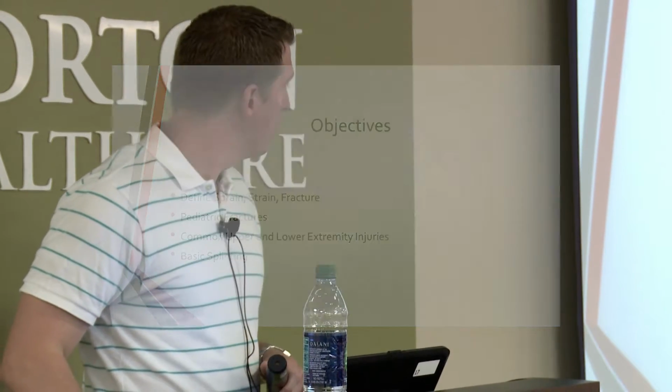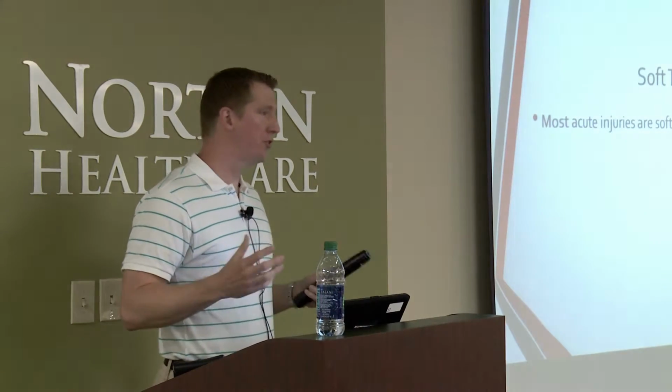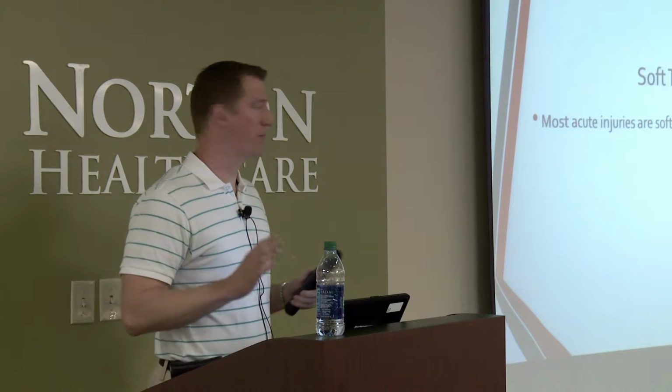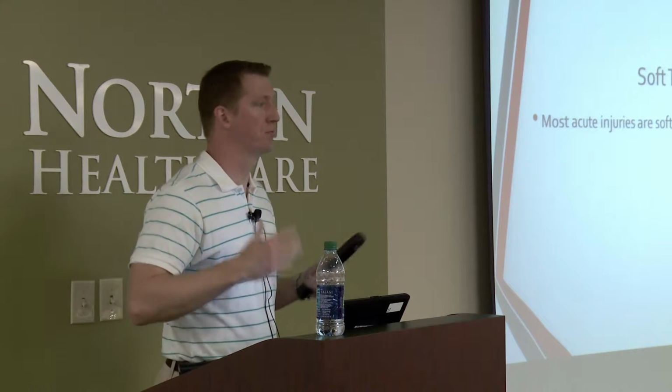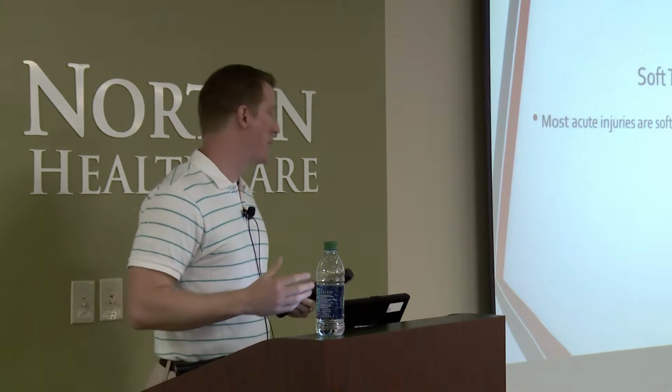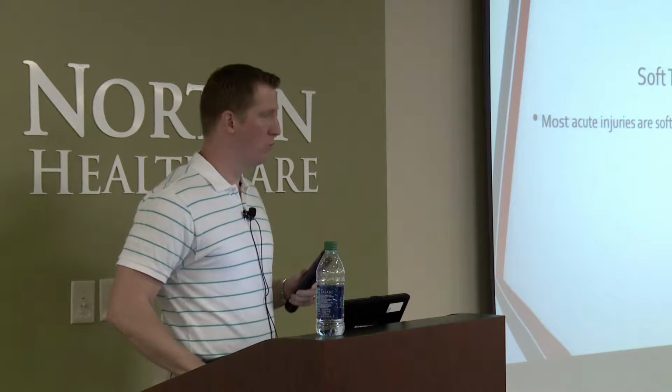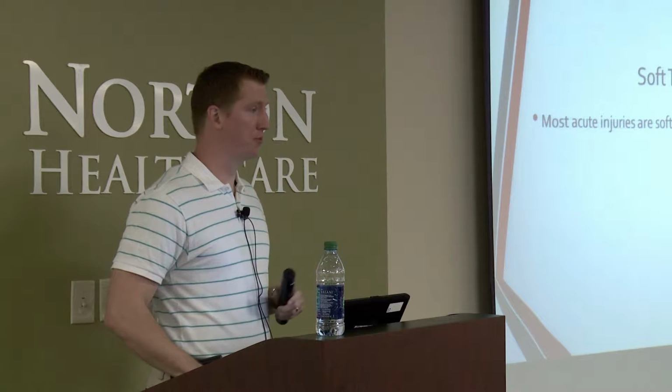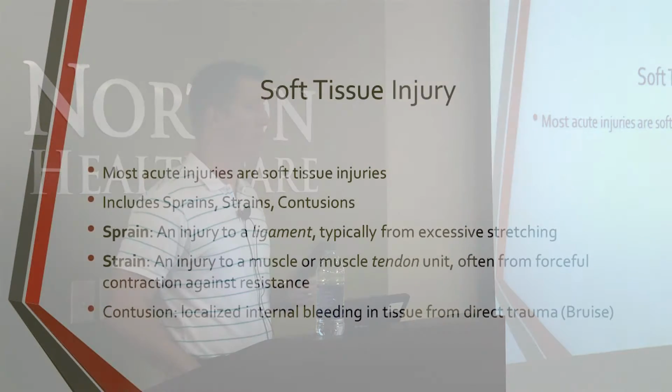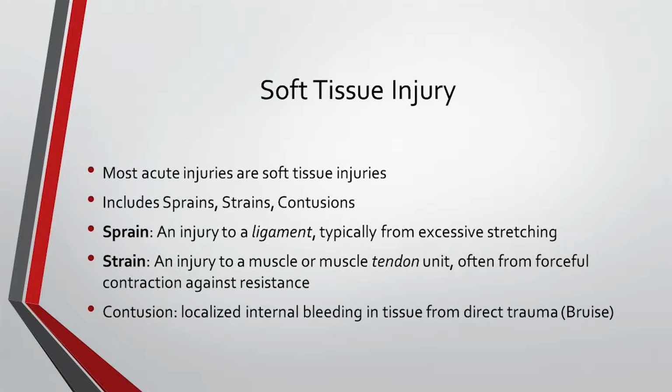So soft tissue injury: most acute injuries across the population are soft tissue injuries, sprains or strains or contusions. And while that is also true in pediatrics, we'll talk about how you have to have a bit of a higher suspicion for fracture. And again, this includes sprains, strains, or contusions.